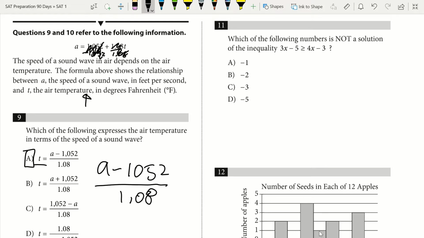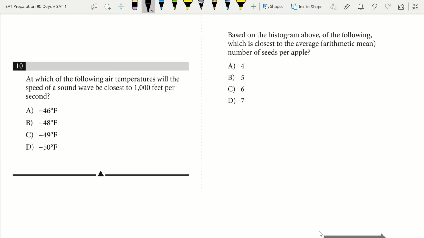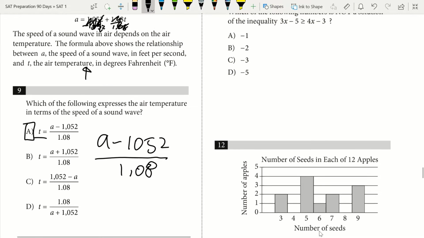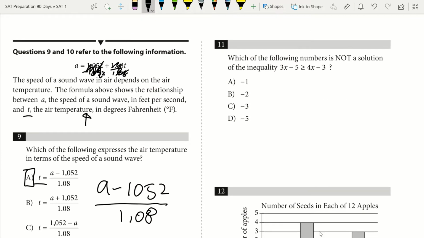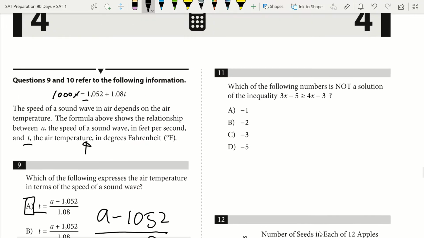All right, now we got question 10. Let's see if we are going to end up having to read or not. Question 10 says, at which of the following air temperatures will the speed of a sound wave be closest to 1,000 feet per second? I see that temperature is going to be T. So at what temperature is the speed of a wave in feet per second going to equal 1,000? I'll quickly double check. Okay, it did say 1,000, so we just solve for T now.